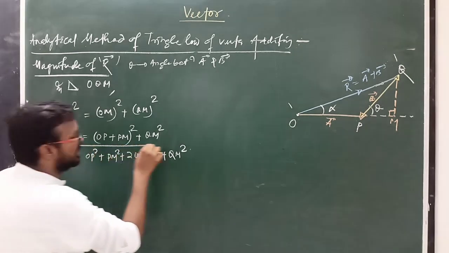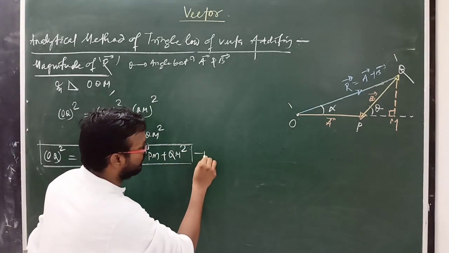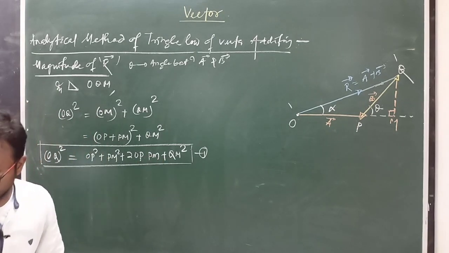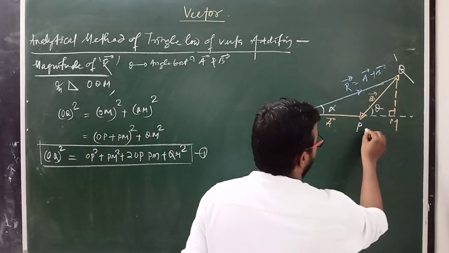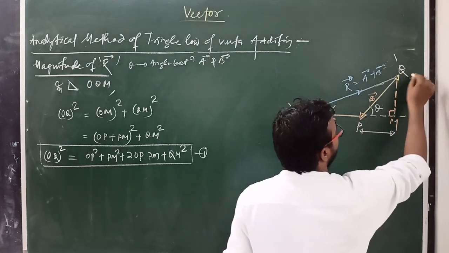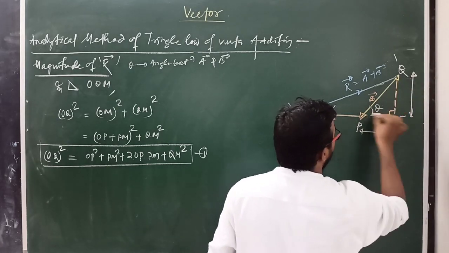Clear? So this is an important relation. Now we have to use the values of OP, PM and QM. So now first find PM and QM. This is known as QM, and there is a right angle triangle, this triangle.